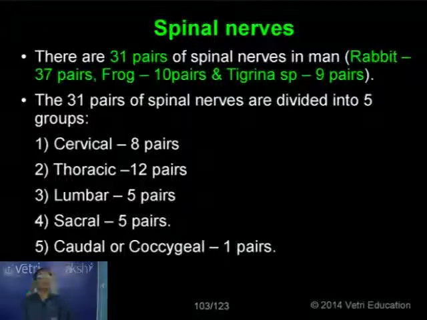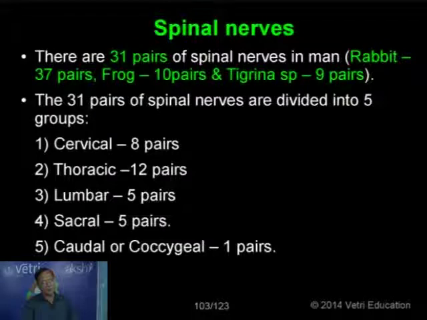Now the spinal nerves. Those nerves arising from the spinal cord are called the spinal nerves. There are about 31 pairs of spinal nerves in the human body. Unlike other mammals, for example, in the case of rabbit, we have 37 pairs. In the case of frog, there are 10 pairs of spinal nerves. The first spinal nerve is the hypoglossal in the case of frog. But in the species Rana tigrina, we have 9 pairs of cranial nerves. Normally, in the case of frog, 10 pairs, the species tigrina shows only 9 pairs of cranial.